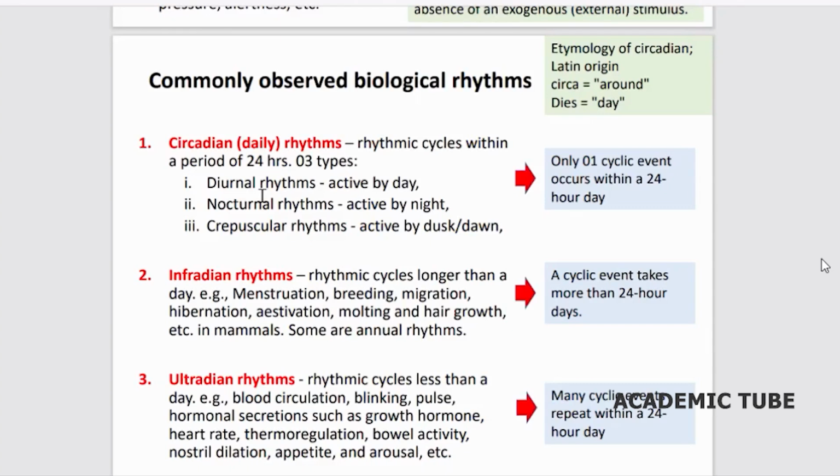They become active. When you consider the bees, now they also have a crepuscular rhythm where the bees start searching for flowers in the morning, early mornings, and in late afternoons. So they are crepuscular rhythms. So only one cyclic event occurs within a 24-hour cycle.